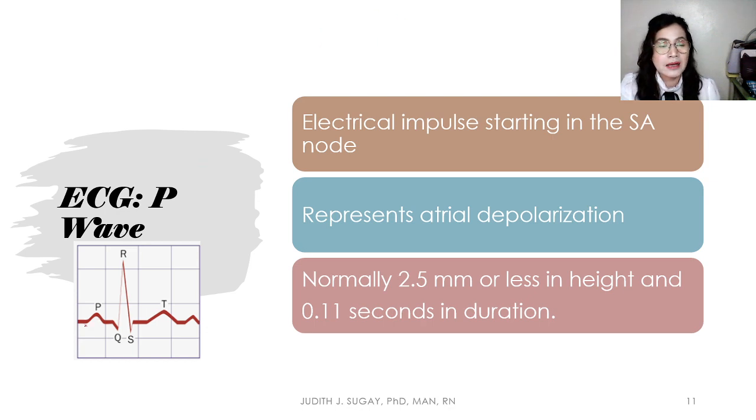So we have here the P wave. When we say P wave, this is actually electrical impulse starting in the SA node. It represents the atrial depolarization. Again, when we say atrial depolarization, it's like the squeezing effect. In terms of its measurement, it is normally 2.5 millimeters or less in height, and it only lasts for 0.11 seconds.